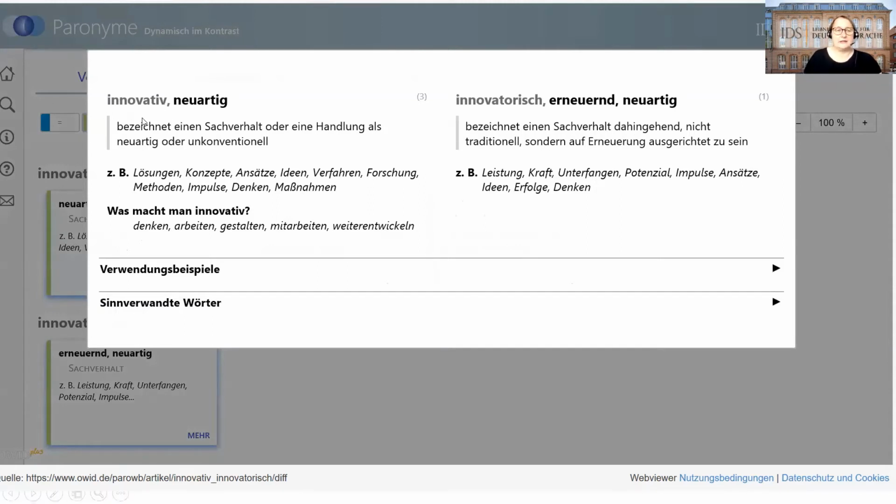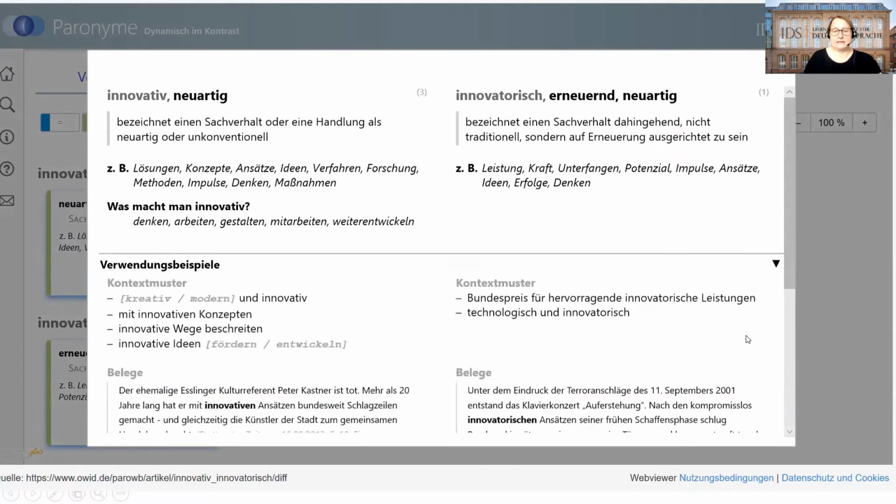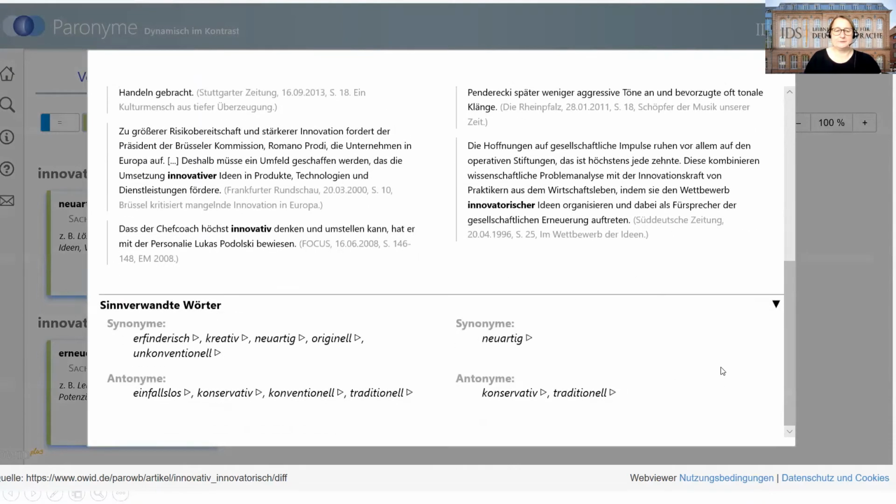So we have innovative on the left, we have innovatorisch on the right-hand side, we have a much larger definition for both, we have more collocates, and we have the collocates arranged according to word classes. So we have the nouns on top and then the verbs. And again, you see there are no verbs for innovatorisch. Furthermore, we have typical construction patterns, and we have corpus citations, and underneath we list synonyms and antonyms with corpus examples as well.